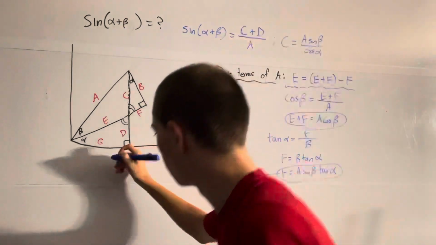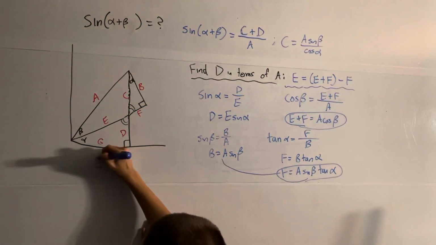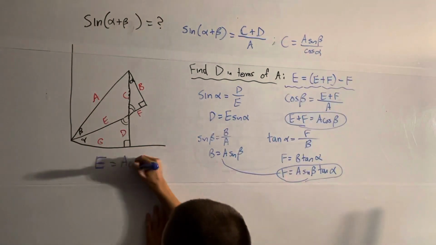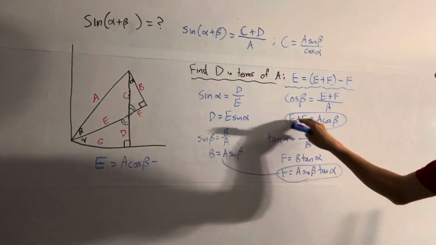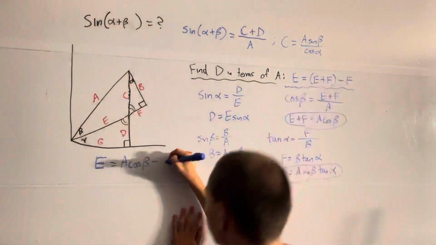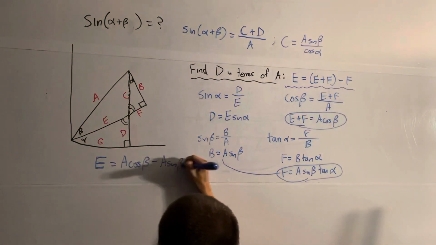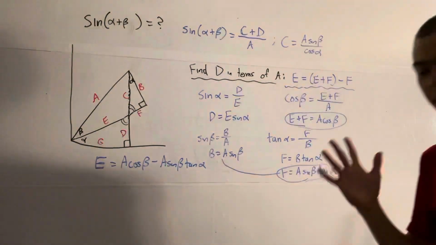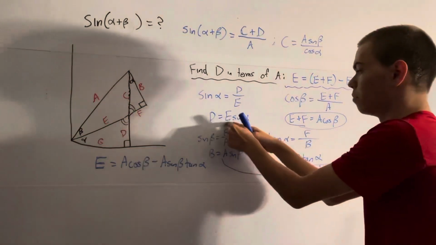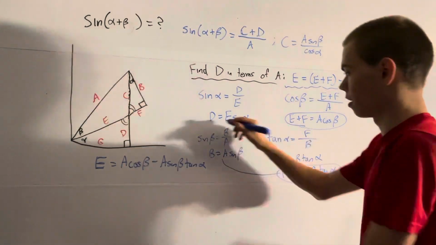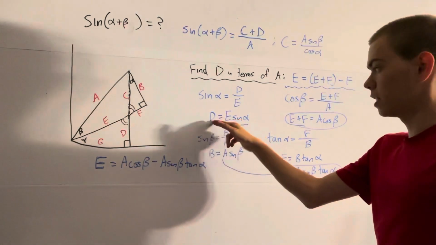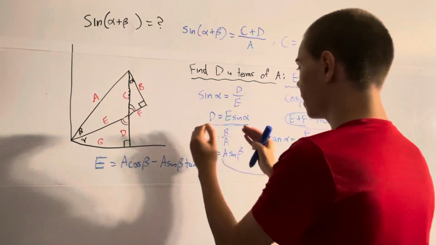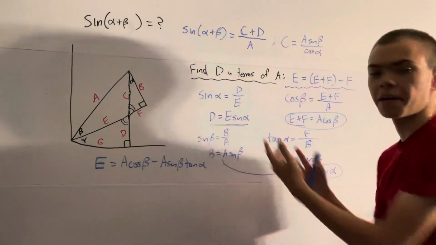So we got to find what E is. So over here, I'm going to find what E is. To find E, it's going to be E plus F, so A cosine beta minus F, which is A sine beta tan alpha, right? So that is what E is in terms of A. We take whatever E is and put it into this equation right here, which is the equation for D. To do that, you're pretty much taking E and multiplying it by the sine of alpha.